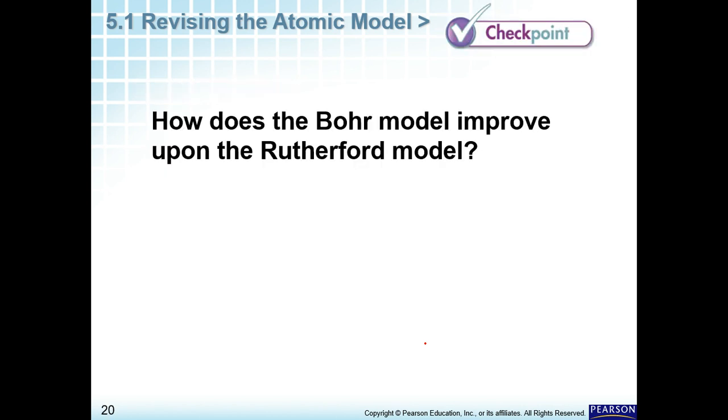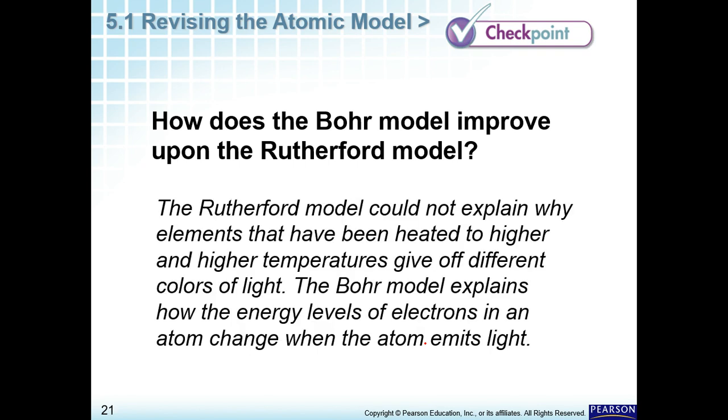So how does the Bohr model improve upon Rutherford's model? The Rutherford model did not explain chemical behaviors. For example, it couldn't explain why when we heat something, it changes or gives off different colors of light. But the Bohr model explains that energy levels of electrons are responsible for why we see atoms change color when they emit light.